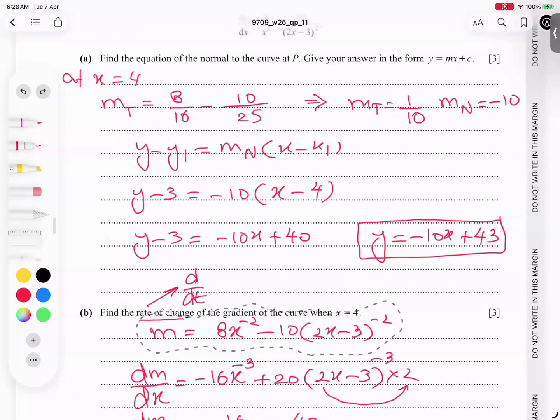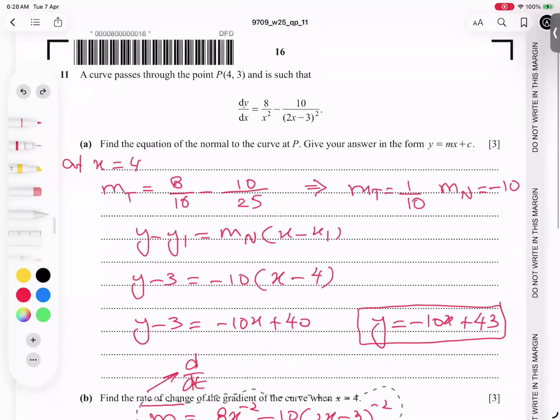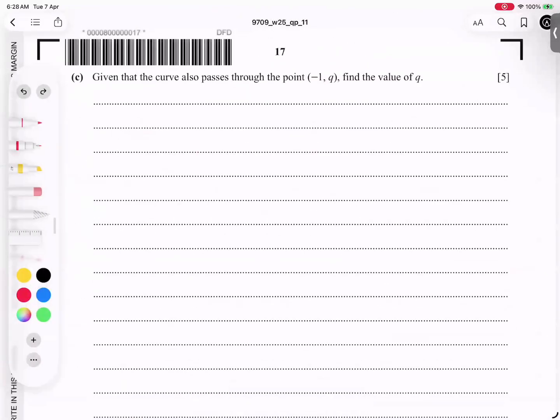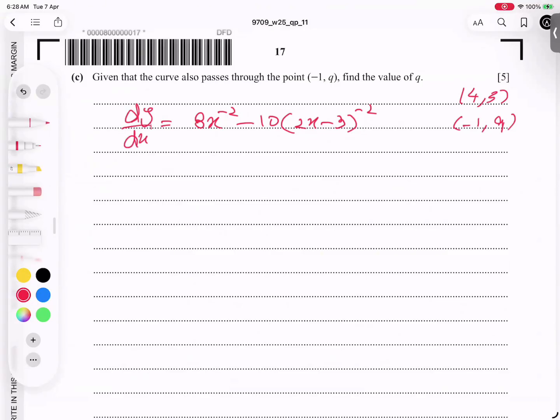Basically, copy this, and the point is already given. Point 4, 3 is already given. So we have 2, 4, 3 and negative 1 in Q. So this is dy over dx. Students, we know when you differentiate y, we get dy over dx. And if I want to go back, this is called the curve equation.